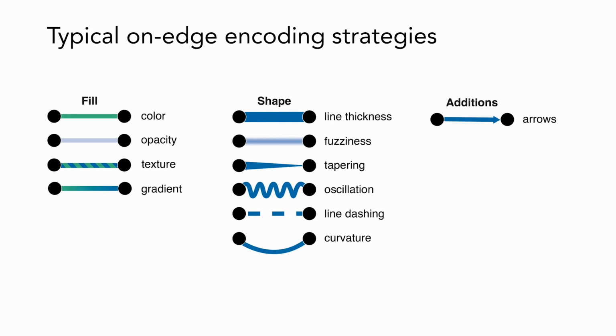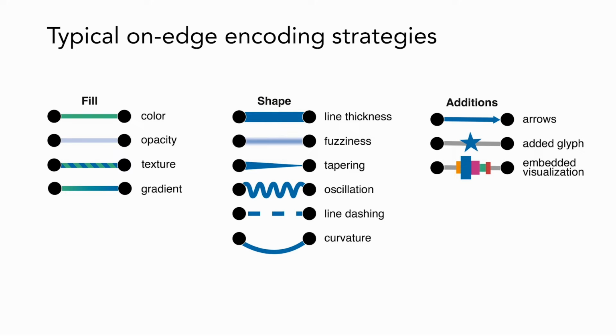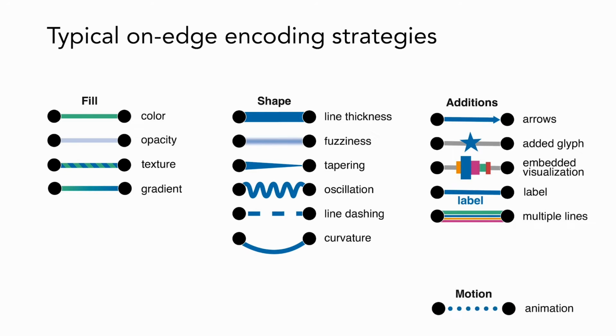Oftentimes, network visualizations also make use of additional elements on an edge, such as arrowheads, added glyphs, embedded miniature visualizations, labels, or the use of multiple lines. And finally, in some cases, also animation is used for encoding of edge data.